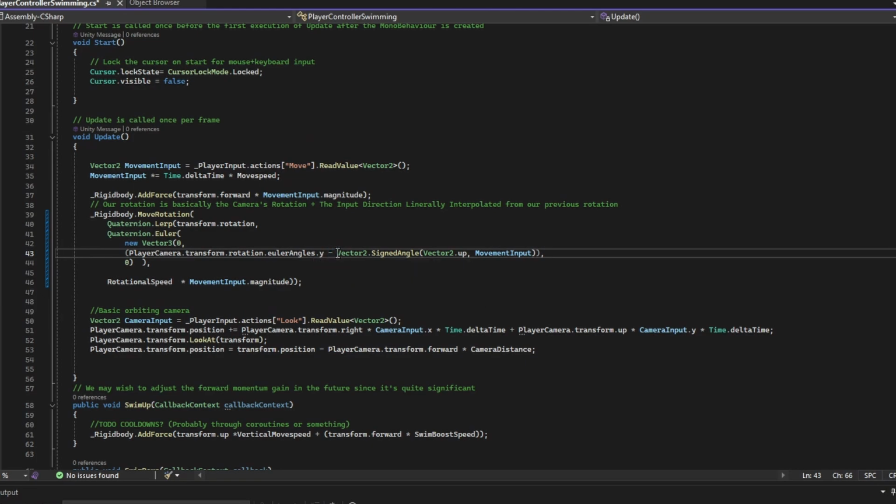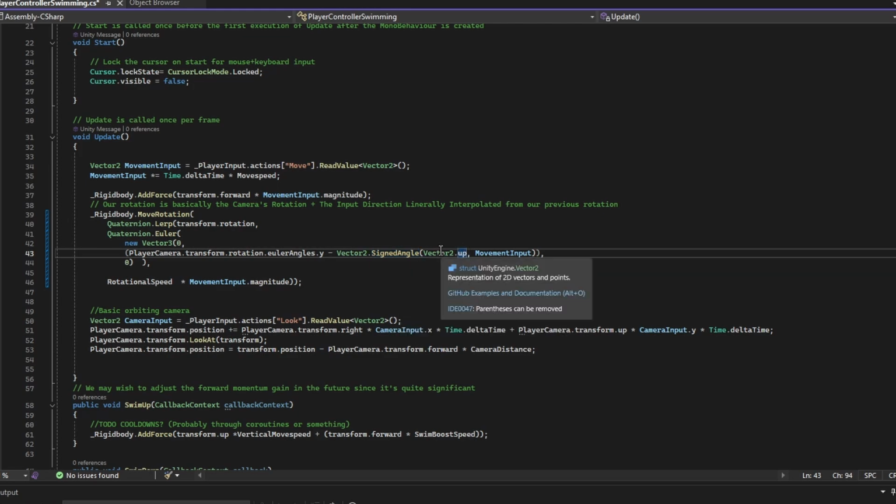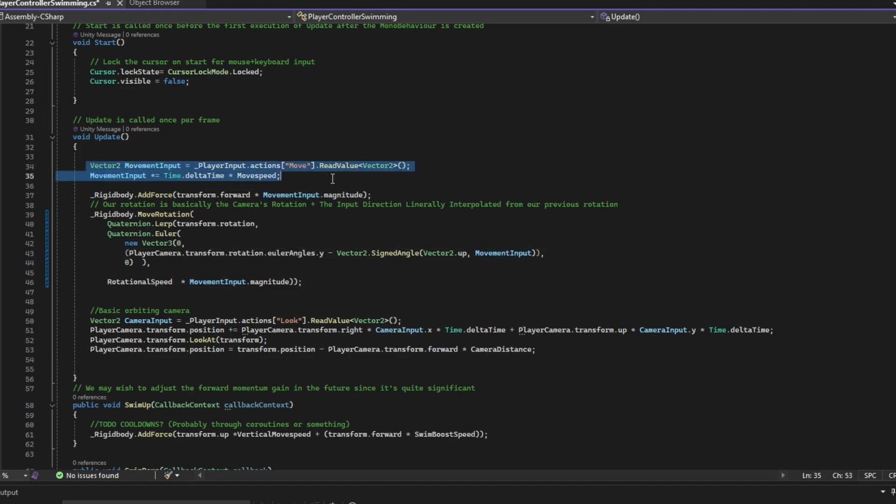And then it's going to be subtracted by a Vector2.SignedAngle. Now, SignedAngle here is basically just getting a rotational difference or an angular difference from one angle to another. And as our first input, we have Vector2.up, which is just (0, 1). And then our second is movementInput. And movementInput is the movement input that we got all the way up here. So on a control stick, if it's pointing straight up, it'll also be (0, 1).